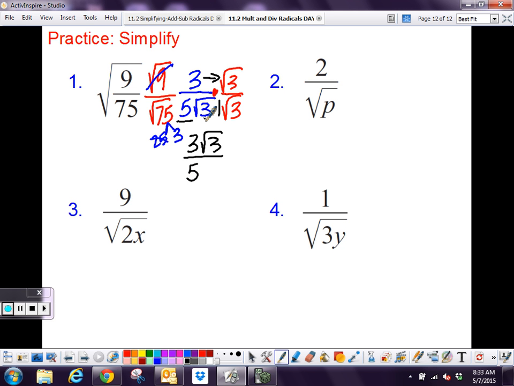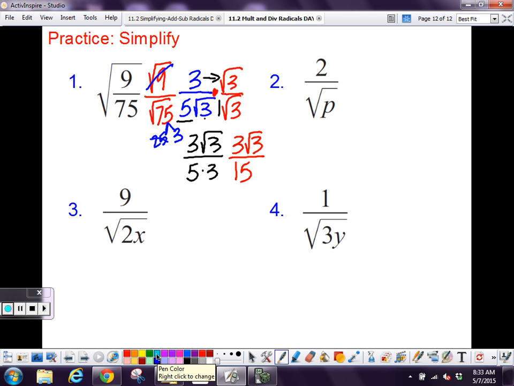But what is the square root of 3 times the square root of 3? Remember, any square root times itself is the number underneath. I know I keep saying that, but I just want you to get that. So square root of 3 times square root of 3 is just 3. So on the bottom, I really have 15. So we have 3 square root of 3 over 15.